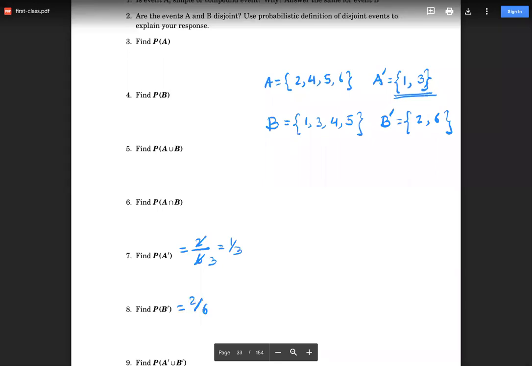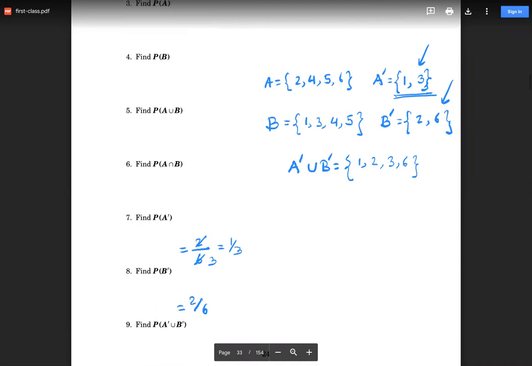And the next one I think I asked is A complement union B complement. So A complement is this, B complement is this. If you union them or put them together, you're going to get 1, 2, 3, and 6. So the probability of A complement union B complement is going to be 4 out of 6, which is 2/3. 2 goes into this twice, 2 goes into this 3 times. Okay, anything else? I think that's all.